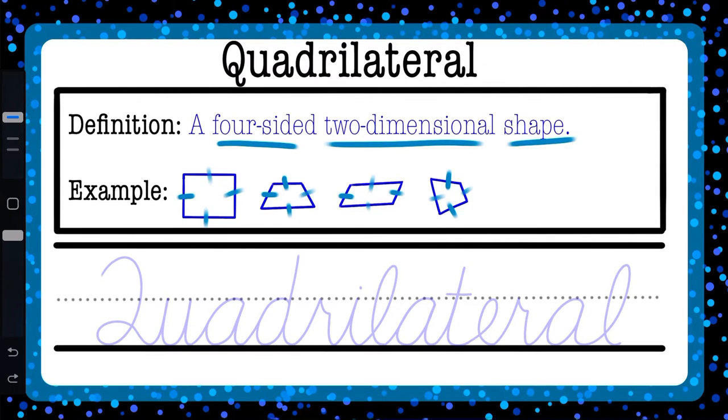Alright, let's go ahead and write it. And remember, we're going to go nice and slow, and we're going to try to not pick up our pencil so it's one nice fluid movement. And remember, if yours doesn't look like mine, that's okay, because cursive is a style and we're just trying to do our best. Alright, let's start at the top with this Q.